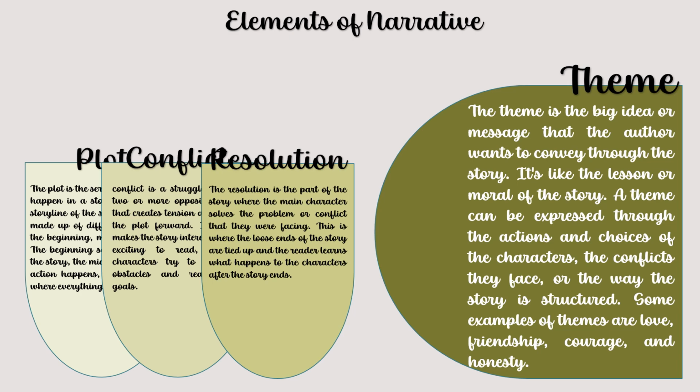And lastly, the theme. Theme is the big idea or message that the author wants to convey through the story. It's like the lesson or moral of the story. A theme can be expressed through the actions and choices of the characters, the conflicts they face, or the way the story is structured. Some examples of themes are love, friendship, courage, and honesty.